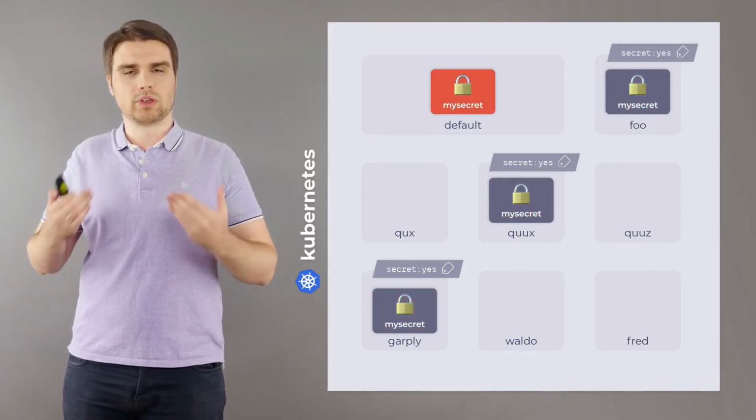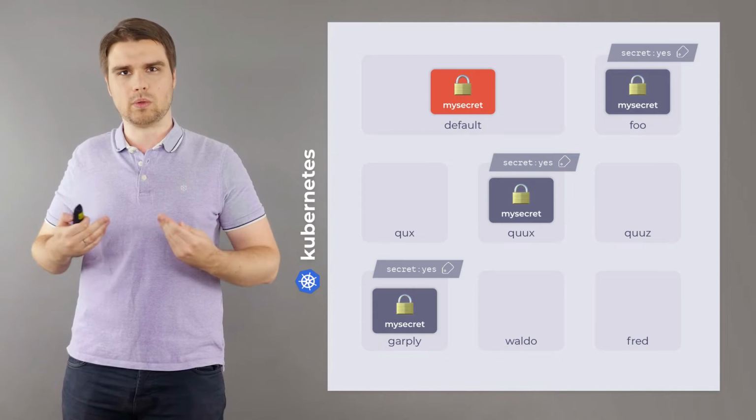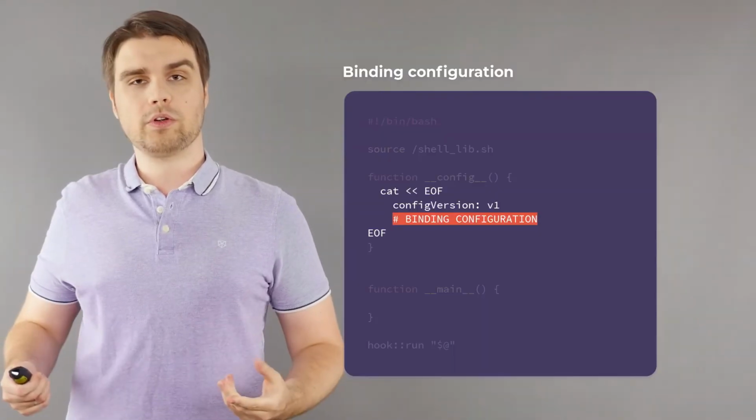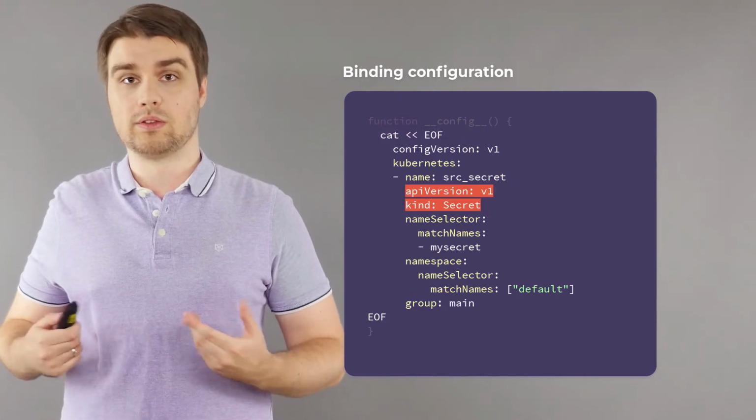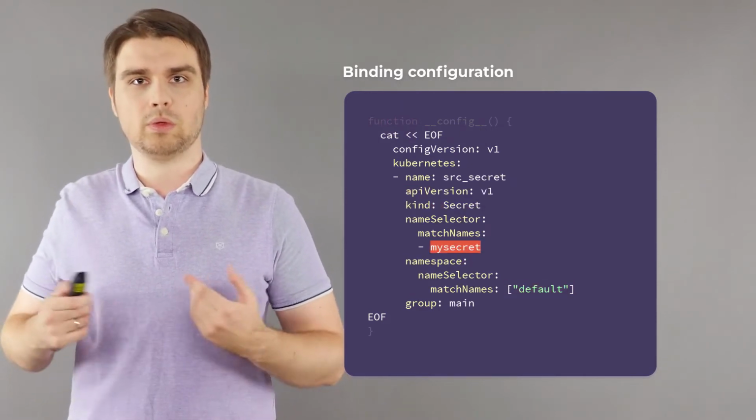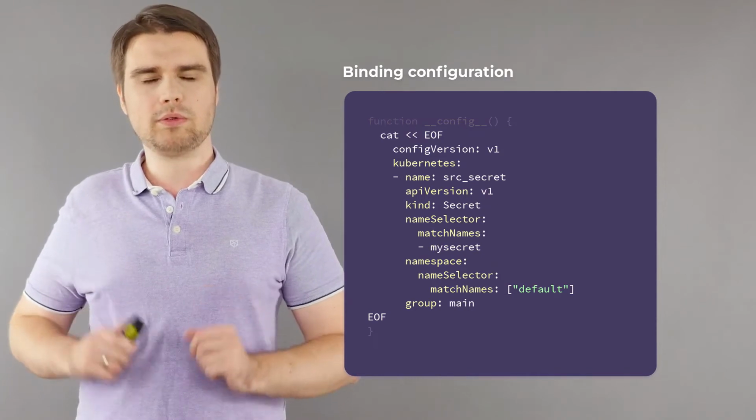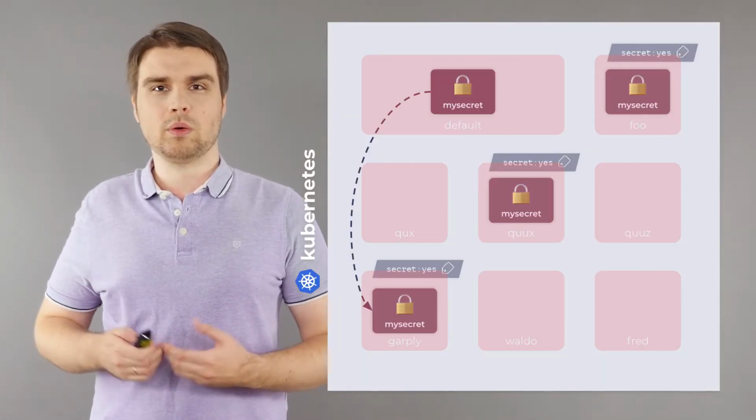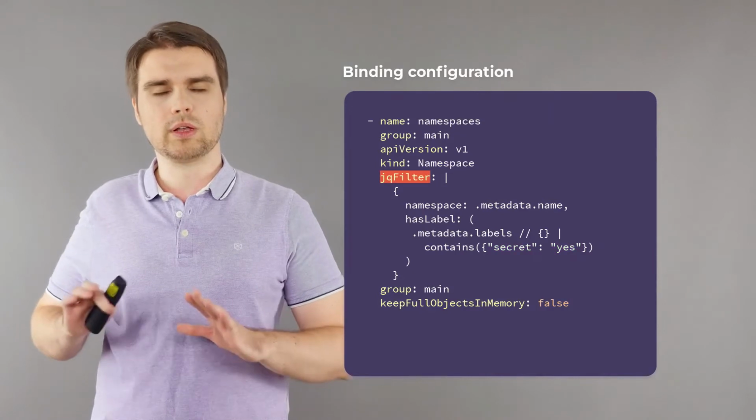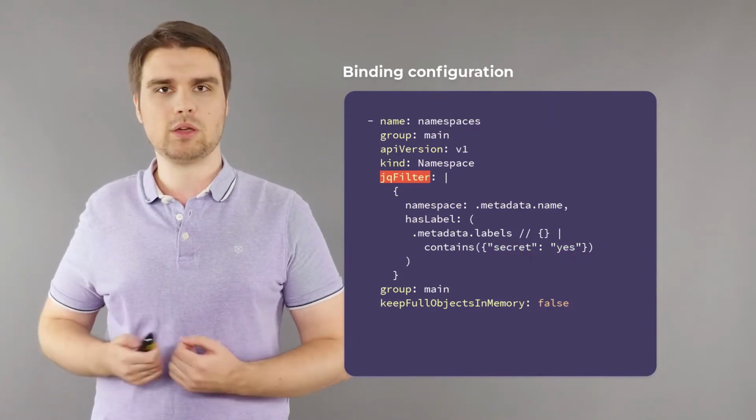Let's start off with configuring a subscription to the source secret. Binding configuration for it is extremely simple. We define that we are interested in secrets in the default namespace with the name mySecret. Once configured in such a way, a hook will get executed if the source secret changes, and it will receive a binding context which has the name that we've configured and a full object. Next up, the namespaces. We specify a kind namespace and also include a new field that's named JQFilter.